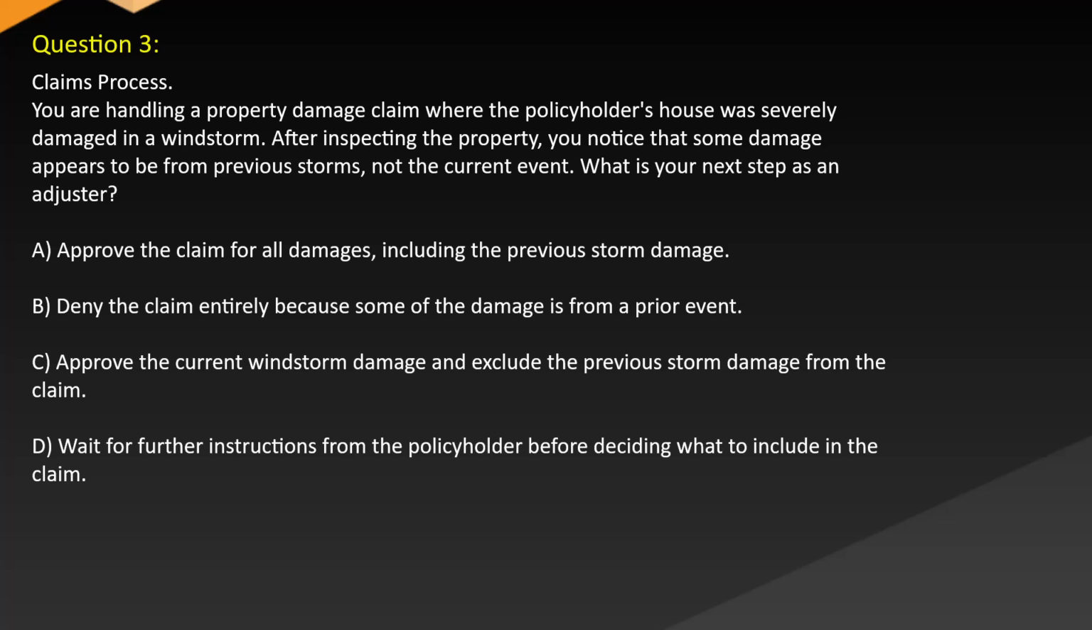A. Approve the claim for all damages, including the previous storm damage. B. Deny the claim entirely because some of the damage is from a prior event. C. Approve the current windstorm damage and exclude the previous storm damage from the claim. D. Wait for further instructions from the policyholder before deciding what to include in the claim.